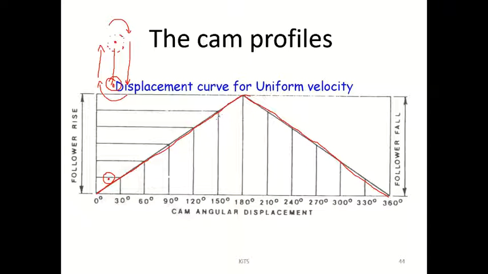Suppose the curve is like this, and there is a flat surface at the top. That means the follower will go up, stay in the top position for a while, and then come down like this. It will go up and stay in the top position for a while and then come down, because the displacement diagram is like that.